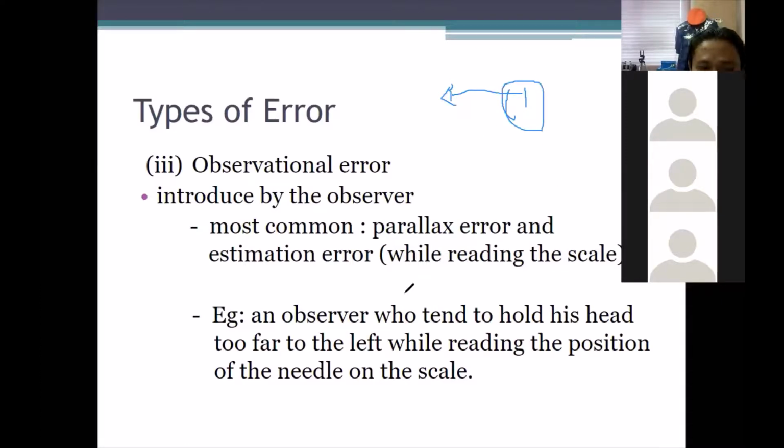So for example, you can see this one, the observer who tends to hold his head too far to the left while reading the position of the needle on the scale. So if you read with the scale on the left, maybe the reading will be wrong. That's why we call this observation error. Normally it comes from the human, the observer error, meaning human error.